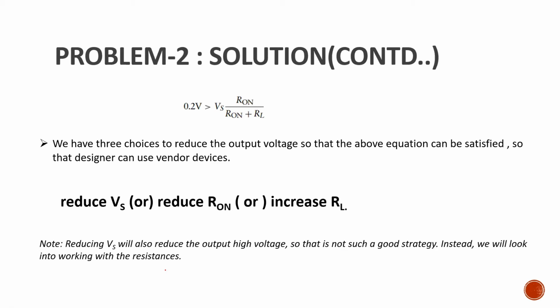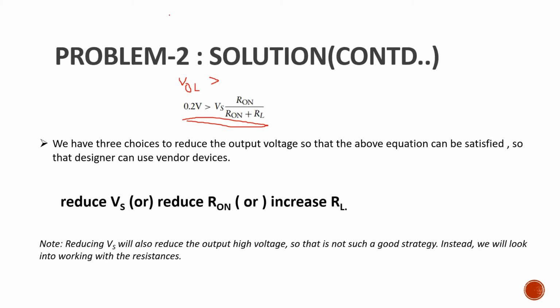So what's the solution? The solution is simply you take that value. VOL is R on by R on plus RL into VS. Whatever value you get in that circuit must be smaller. That's what I have mentioned here: the VOL value of a system must be greater than the device VOL, that is R on by R on plus RL.